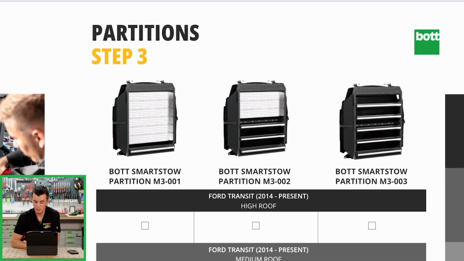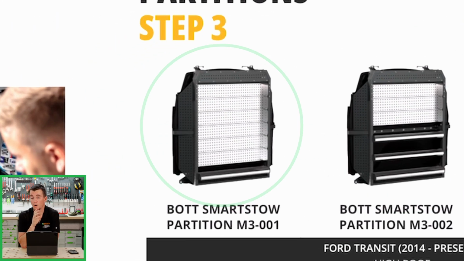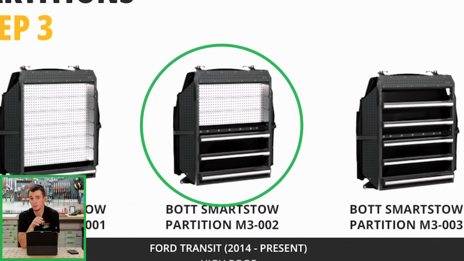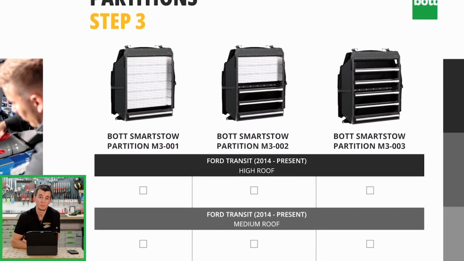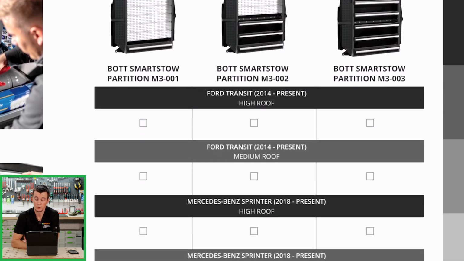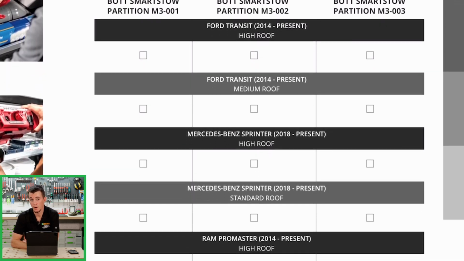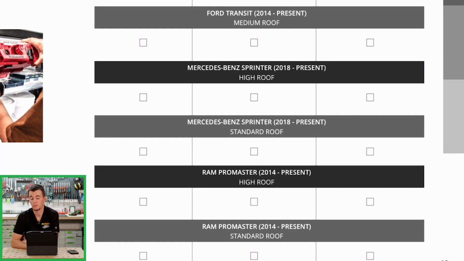You'll also see here the partitions. So we have the partition available in 3 different orientations. You can do all perfo panels. You can do perfo panels and shelves, or you can do all shelves. At the moment, we currently have the Smart Stow partition available for Ford Transit, the Mercedes Sprinter, and the Ram ProMaster in the medium and high roof vans.